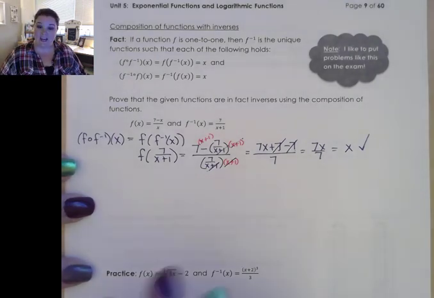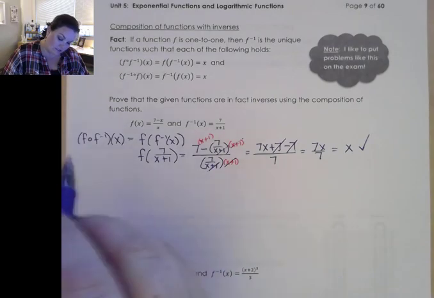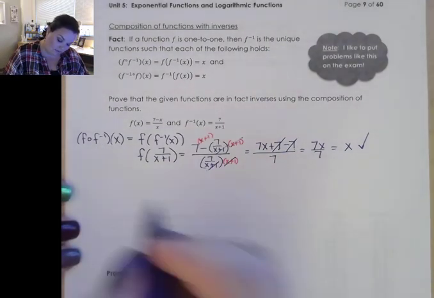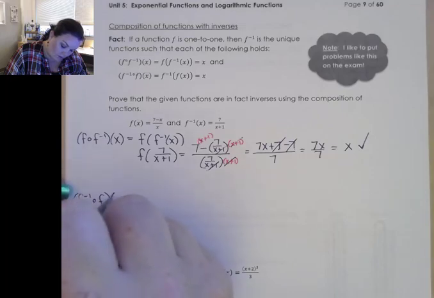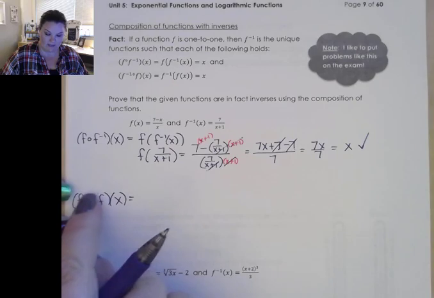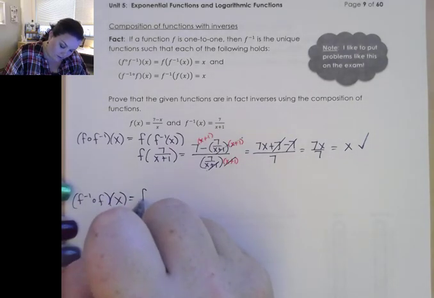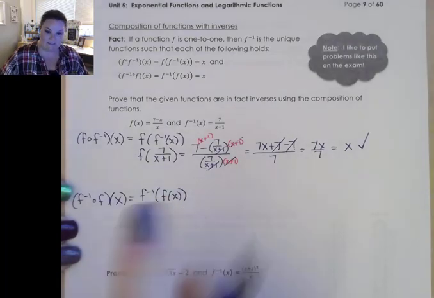Now I want to show it the other direction because both have to be true in order for it to be an inverse. So this was f composed with its inverse. Now we want to do the inverse composed with the original. So in this case, we're taking the original and putting it inside the inverse. So f inverse with the original put inside.